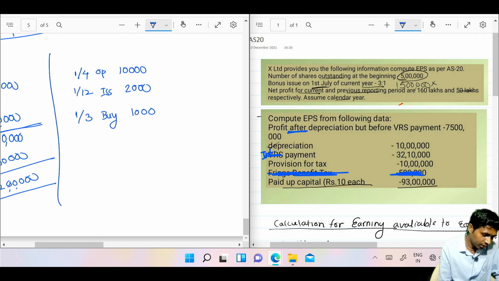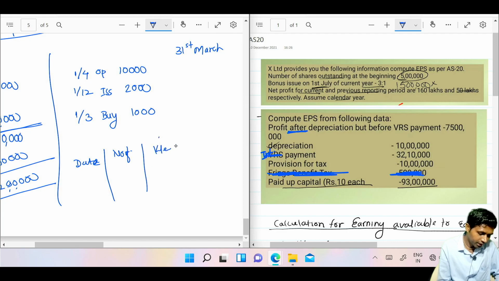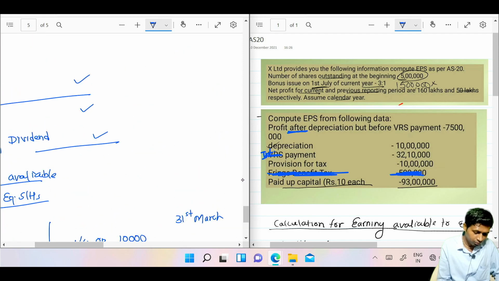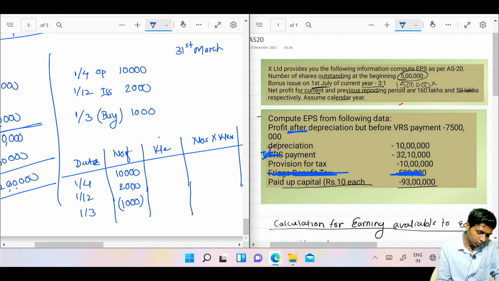Now from these dates, our target is to calculate the value on 31st March. Therefore now draw the table as I said: date, then number of shares, then weight or period we can say, and then finally numbers into weight. I don't have that much time, therefore 1/4, 1/12 and 1/3 with 10,000 shares, 2,000 shares and then 1,000 shares. Buyback, therefore in bracket, very important. If you buy back the shares, then you must write it in bracket.